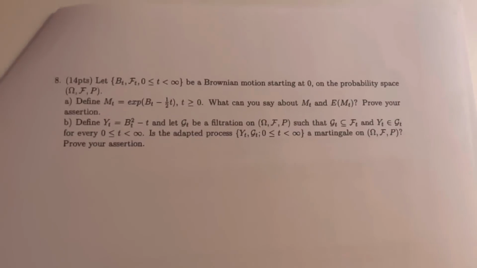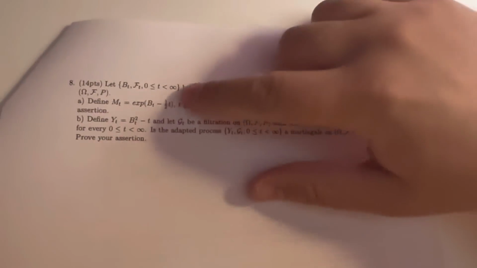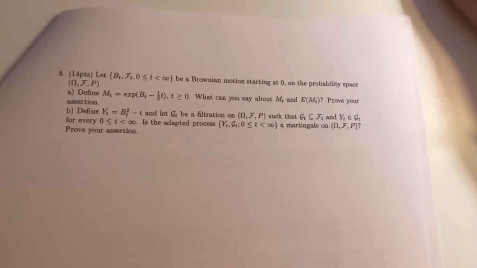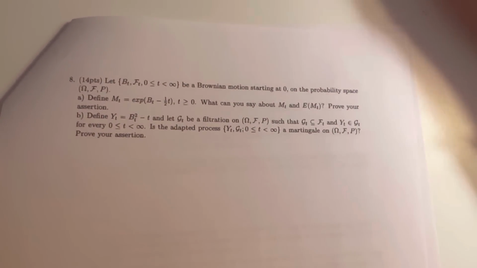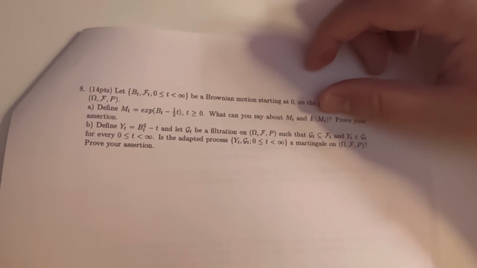Okay, so this, I believe, is the Wald martingale construction from the notes. I know where to look in order to solve this problem. I'm trying to remember. I know this function is convex, so I think you can say that it is a submartingale. I think this is referring to Jensen's inequality, or conditional Jensen's inequality. What can I say about the expectation of M_t? I'm not entirely sure. I really should know this.